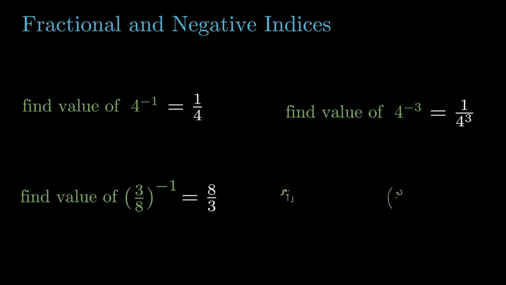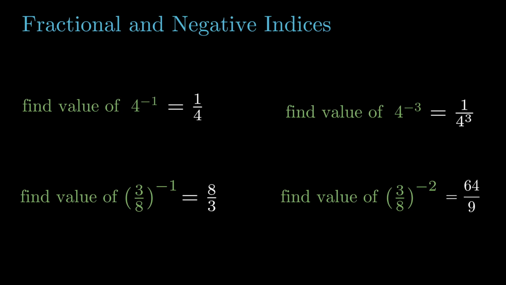And the final example we'll do is find the value of 3 over 8 to the minus 2. So same as before, we have to flip it to get rid of the minus sign. So when we flip it to get rid of the minus sign, we get 8 over 3, and now we can square the whole fraction. And when we square fractions, we times the top by the same number and the bottom. So we get 64 over 9.